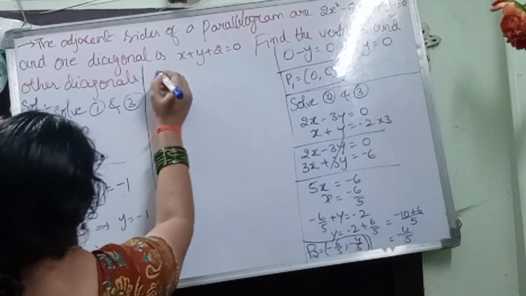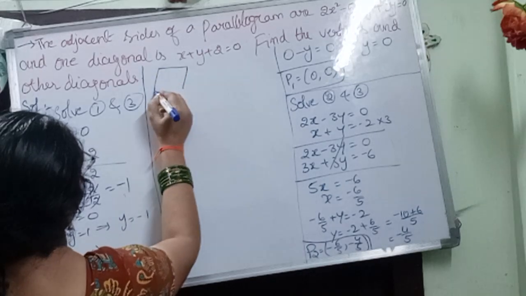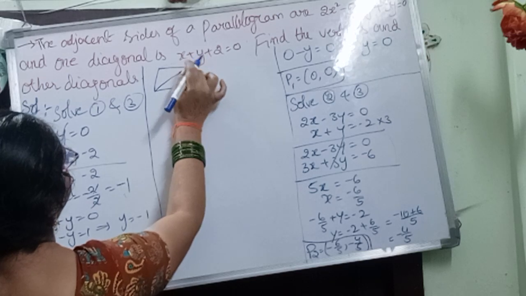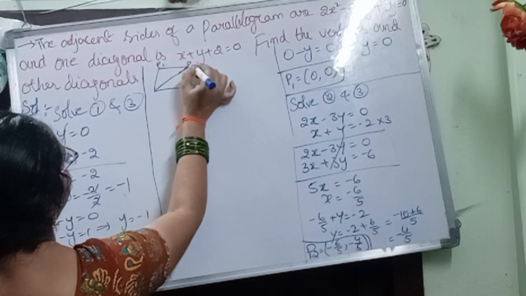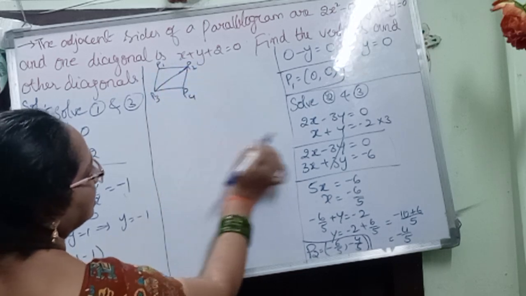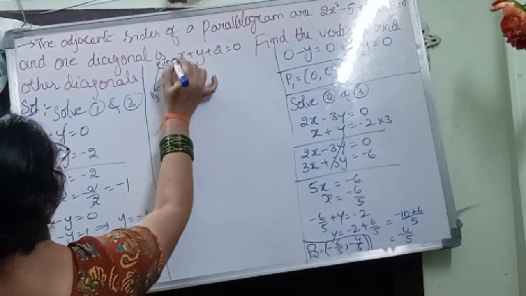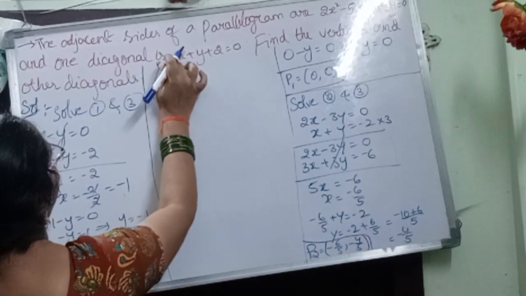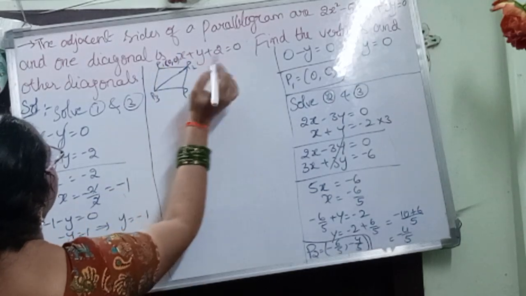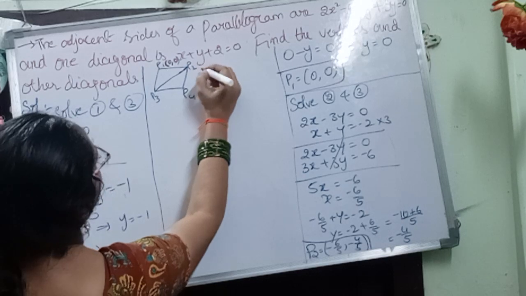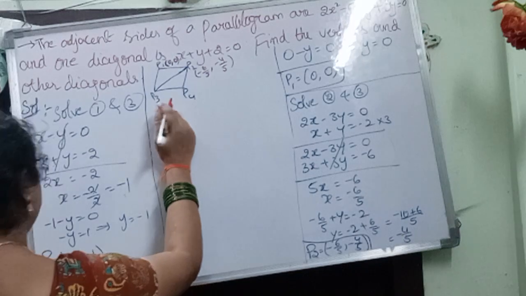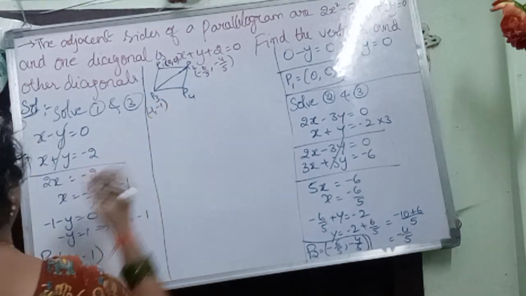So how is the parallelogram? In this way it is there. This is the diagonal. This is P1, P2, P3, P4. P1 is 0, 0. P2 is minus 6 by 5, minus 4 by 5. And P3 is minus 1, minus 1. Right?